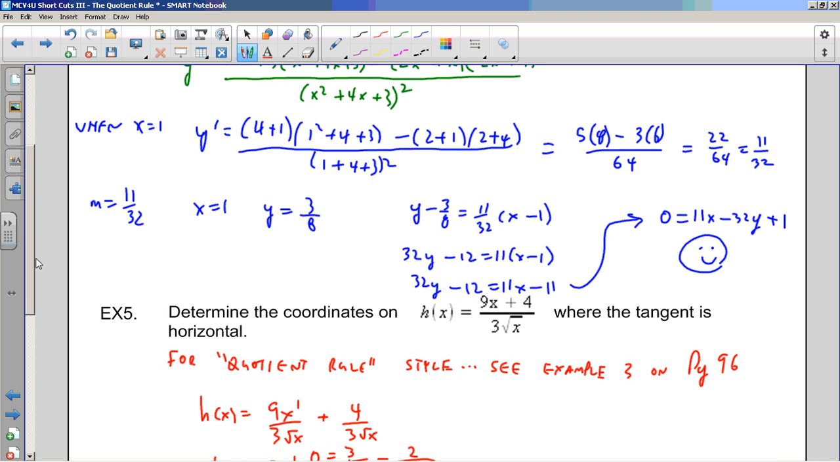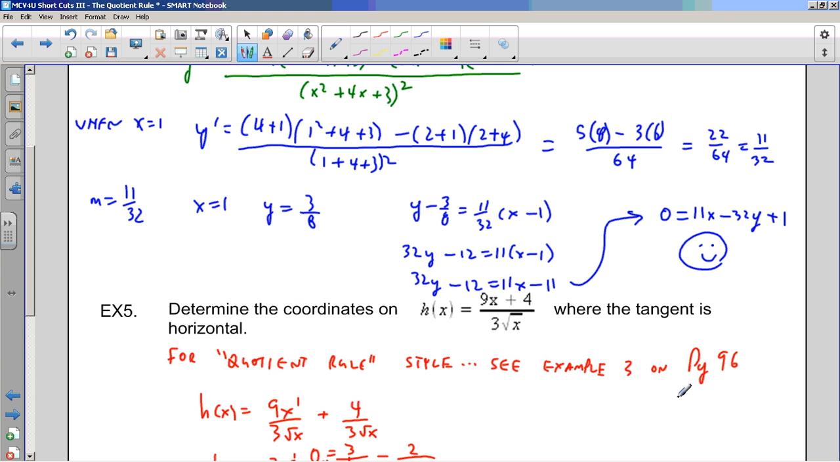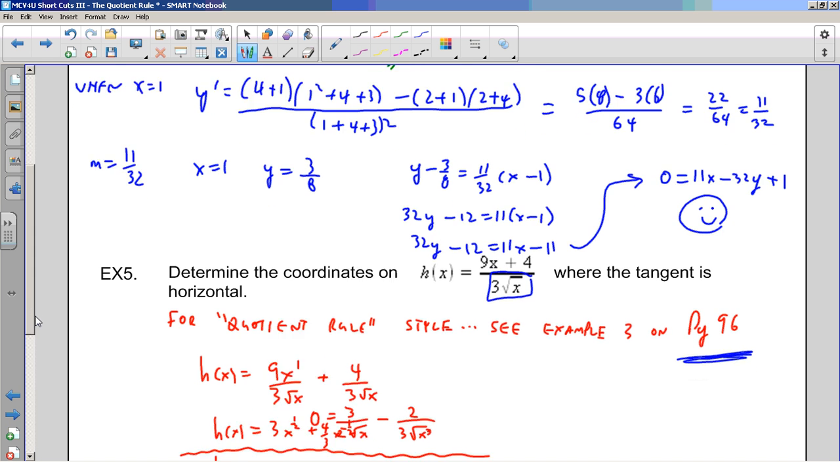Example 5 I'm not going to do because there's one example like this. It's almost exactly the same example, with the numbers a little bit changed, on page 96, where they use the quotient rule with one of these fractional exponents, one of these radical ones. I want to mention, when it's only one term, again, make your life simpler. The quotient rule is hard to remember, right?